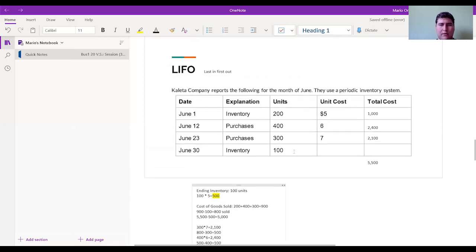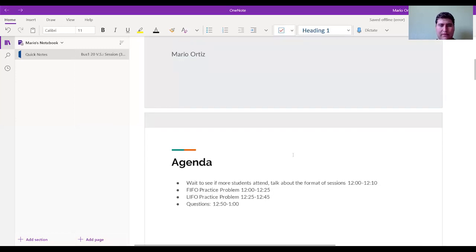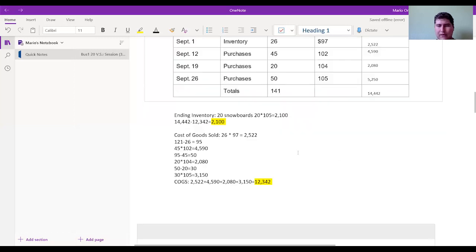How much time we have left? A few more minutes.